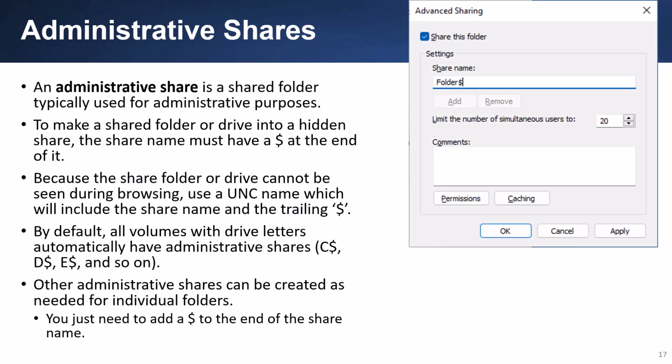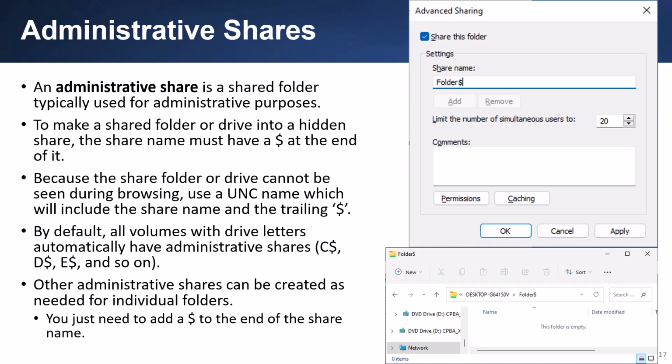An administrative share is a shared folder typically used for administrative purposes. To make a shared folder or drive into a hidden share, the share name must have a $ sign at the end of it. By default, all volumes with drive letters automatically have administrative shares: C$, D$, E$, and so on. Other administrative shares can be created as needed for individual folders. You just need to add a $ sign to the end of the share name.